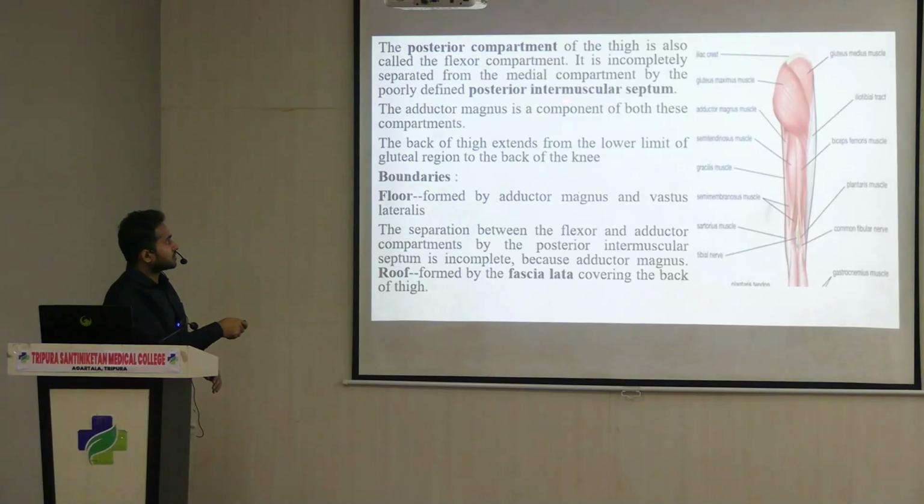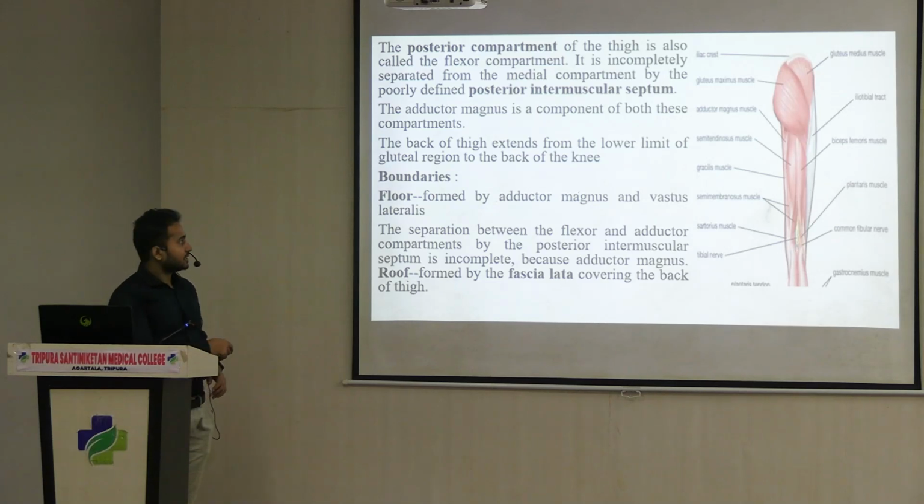This posterior intermuscular septum: which two compartments? The medial compartment and the posterior compartment. They are incompletely divided because of which muscle? The adductor magnus muscle, because magnus has two components: an adductor component and one hamstring component.